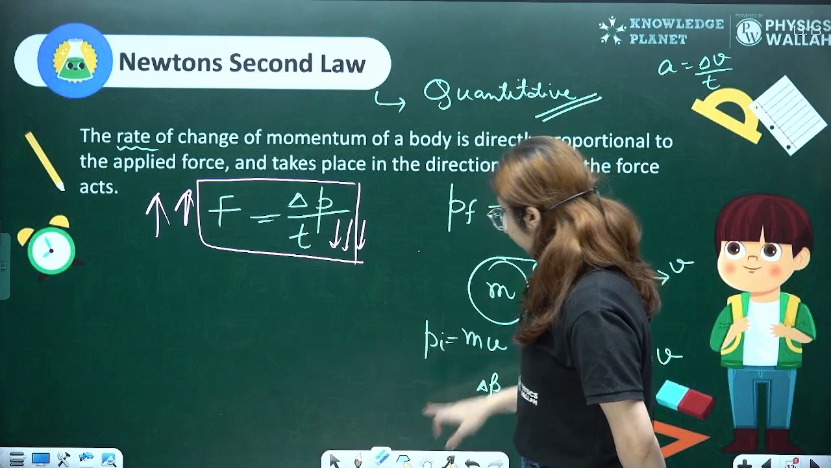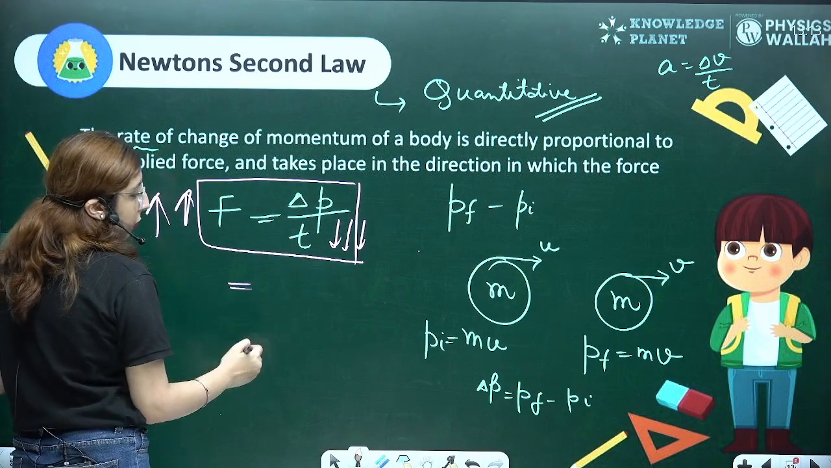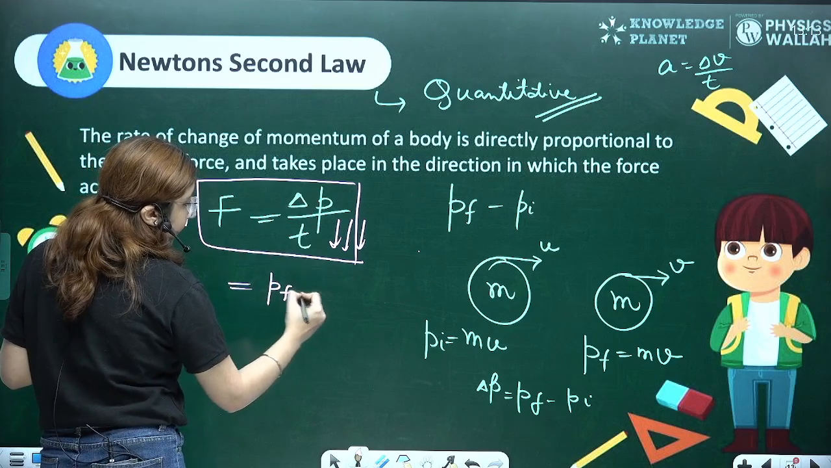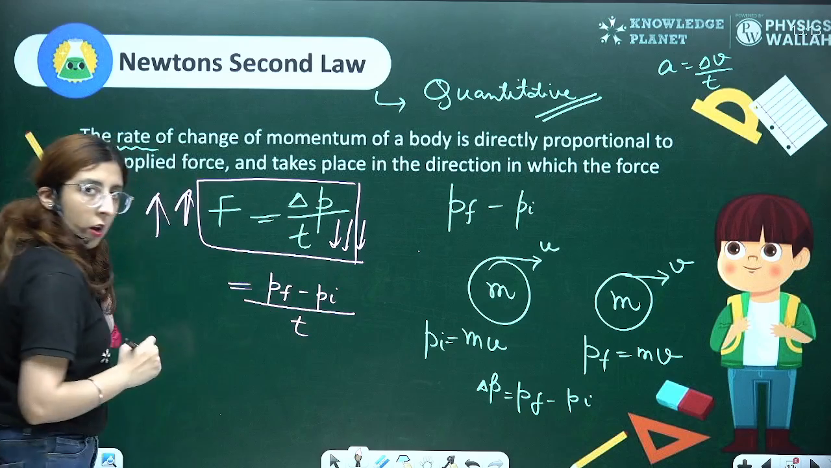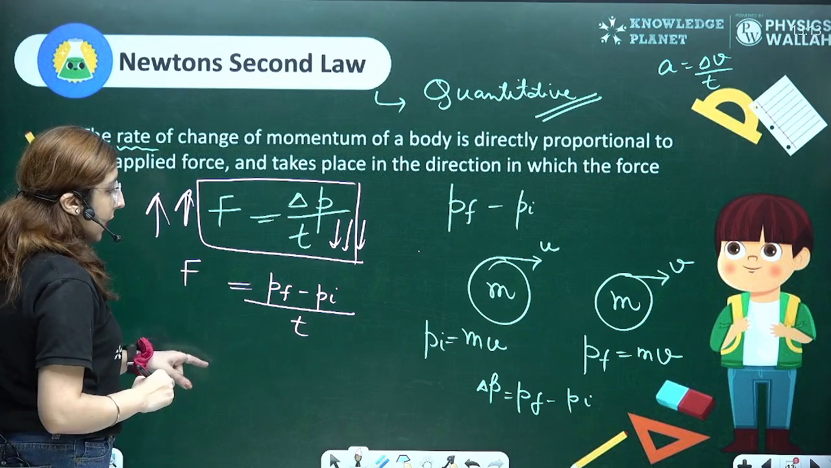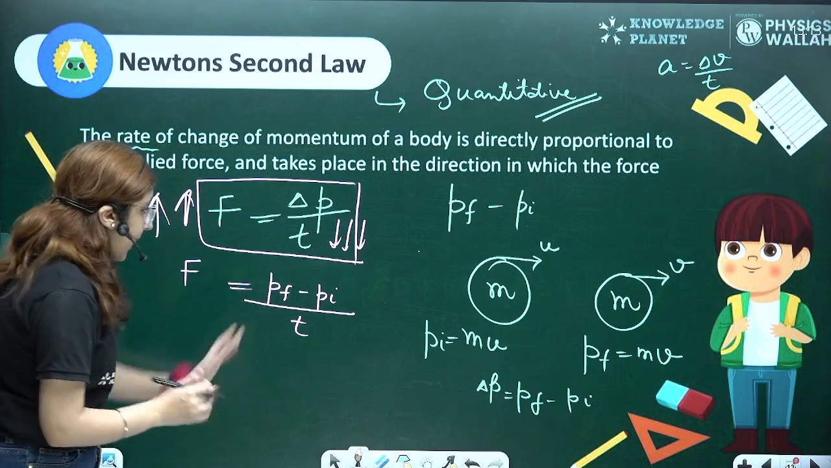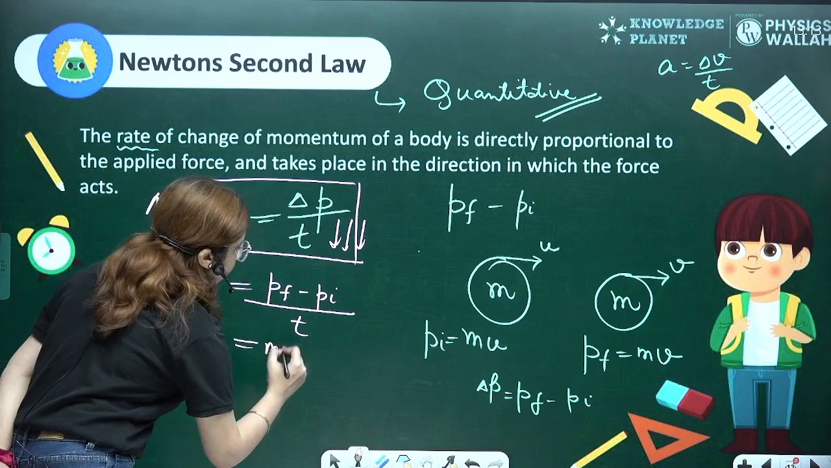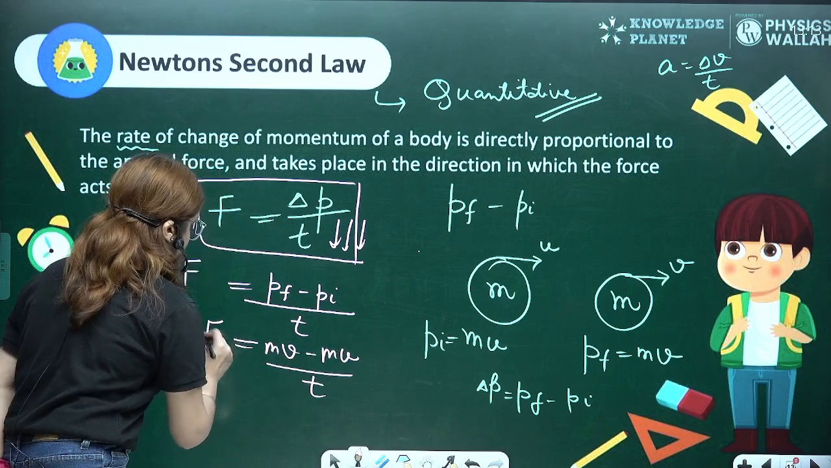Let's see over here. Rate of change of momentum: final momentum minus initial momentum upon time is equal to force. Similarly, you can write this scenario as mv minus mu upon t is the force.